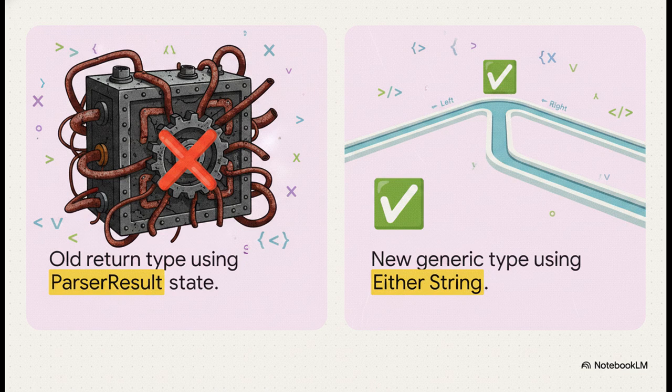The brilliant pivot here is how Eng standardized the whole CLI pipeline by completely ditching that rigid library-specific parser state and swapping in the clean, generic Either type. So instead of that old, messy setup, the new signature returns an IO action containing Either String. It's a really elegant paradigm shift.